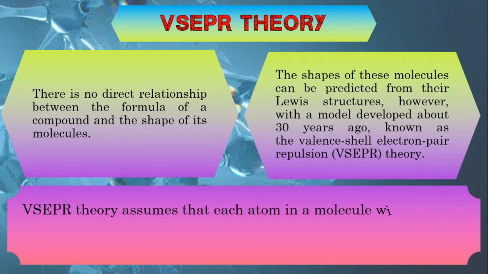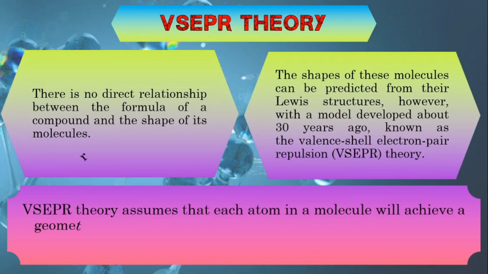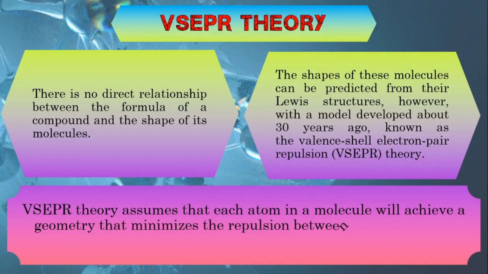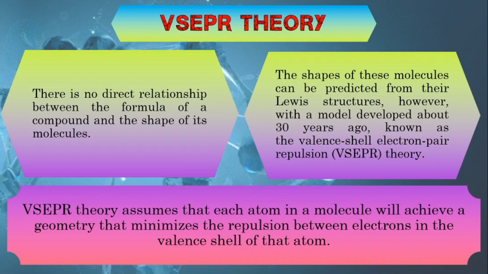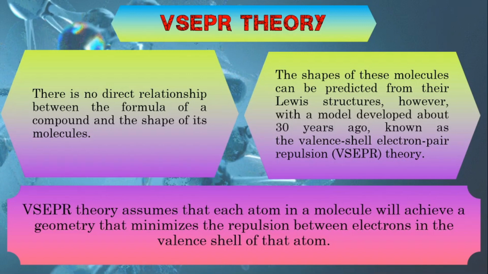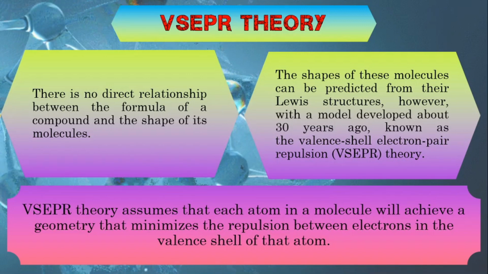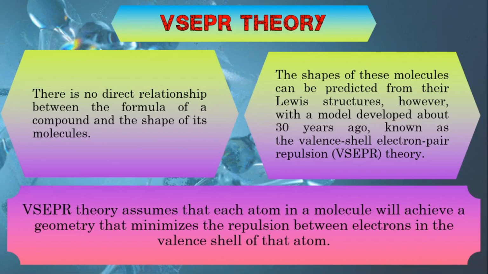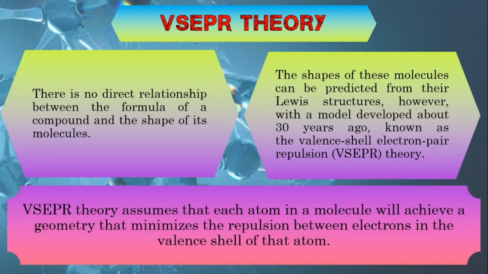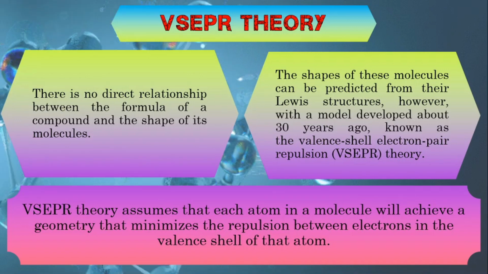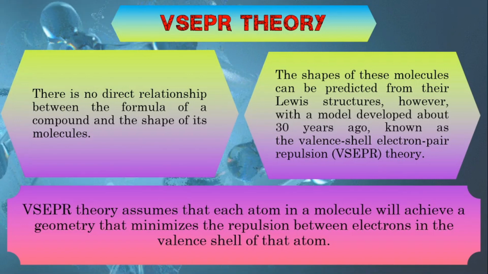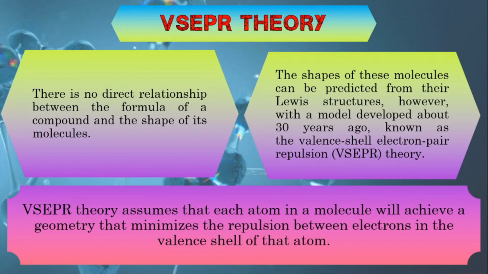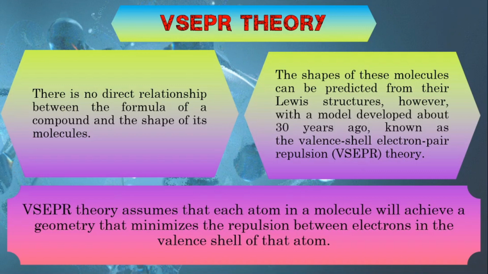According to the VSEPR theory, there is no direct relationship between the formula of a compound and the shape of its molecule. The shape of these molecules can be predicted from their Lewis structures. However, with a model developed about 30 years ago, known as the valence shell electron pair repulsion theory, each atom in a molecule will achieve a geometry that minimizes the repulsion between electrons in a valence shell of that atom.